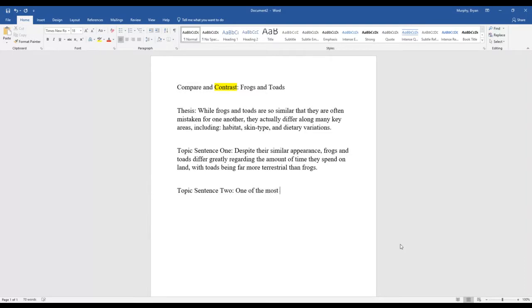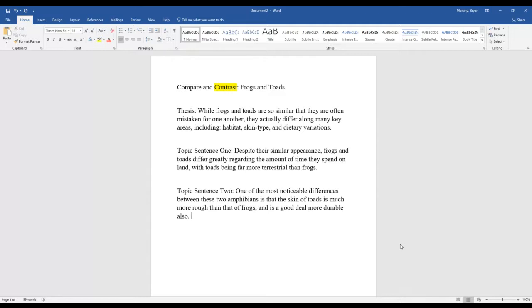One of the most noticeable differences between these two amphibians is that the skin of toads is much more rough than that of frogs, and is a good deal more durable also. Okay, so it's not perfect because there's some passive voice and stuff, and there's always a way to improve the writing, but it works as a topic sentence.